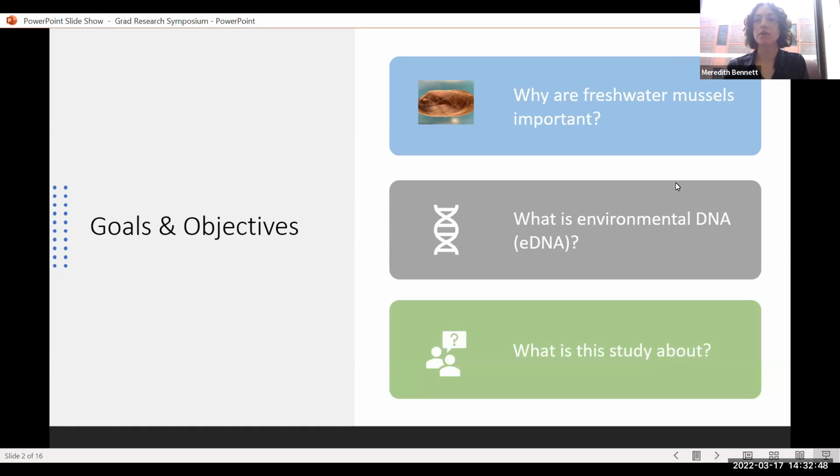So just to go over the goals and objectives of this presentation, first I'm going to talk a little bit about freshwater mussels and why they're important. I'm going to explain what environmental DNA is. And then I'll talk about my study specifically: where I've been conducting this study, what my intentions are, and what I still plan to do in the future.